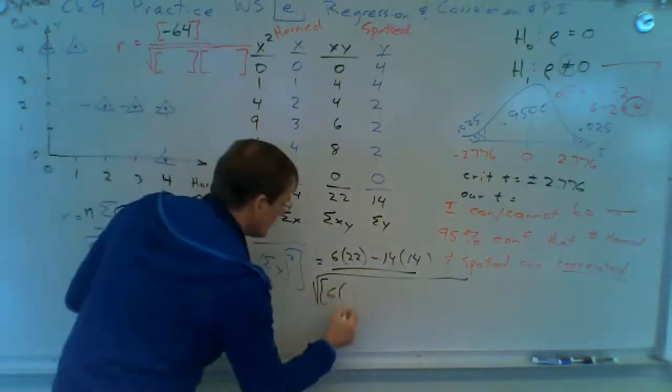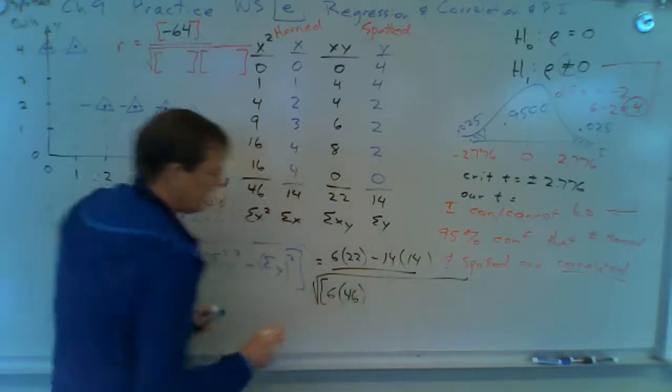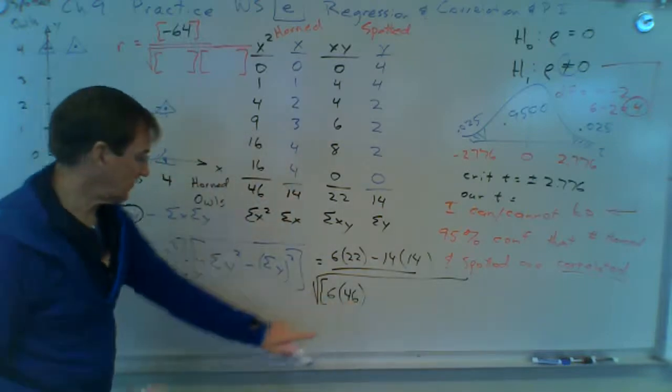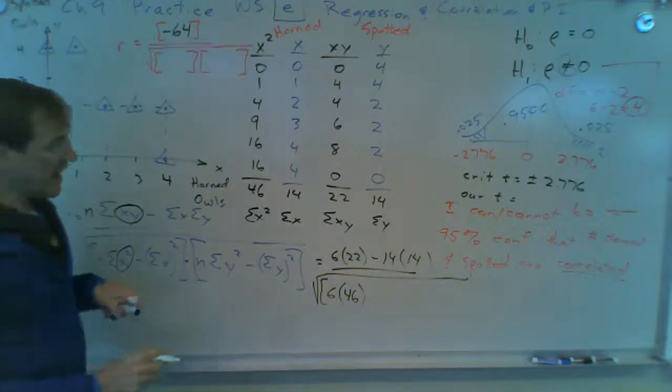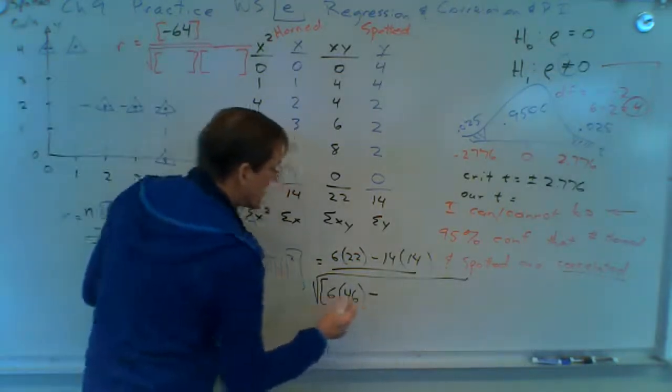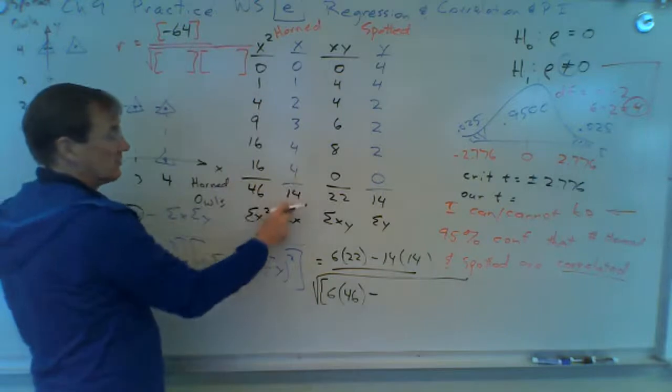So right here, this is going to be 6 times the sum of the x squareds. Right there is the sum of the x squareds. Now it's minus the sum of the x's squared. The sum of the x's is 14.